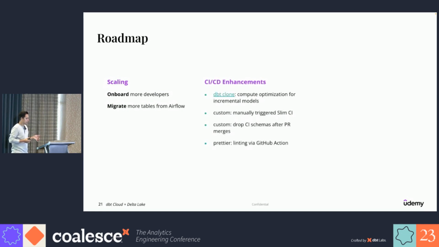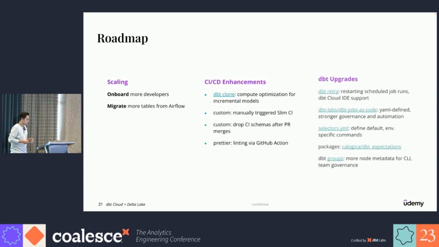We really like the direction of the CI/CD so far, so one thing we're excited about is using DBT clones. One of the downfalls with the current CI right now is that incremental models will full refresh, which is potentially really expensive. So that's a really cool feature we're excited about. There's a few other things that we're adding in there that we think can also give us cool functionality.